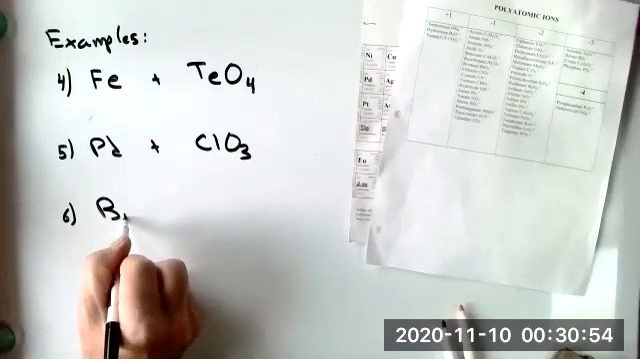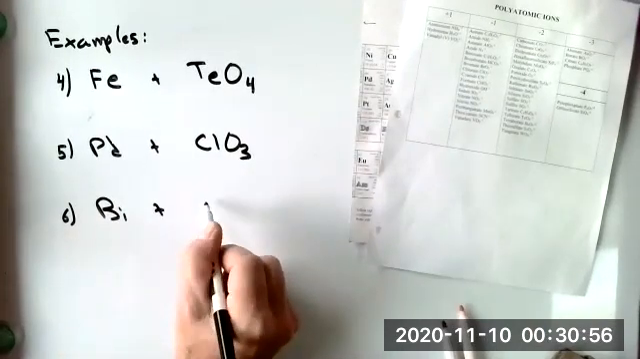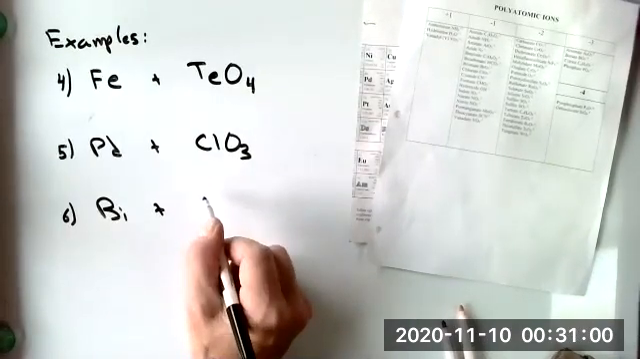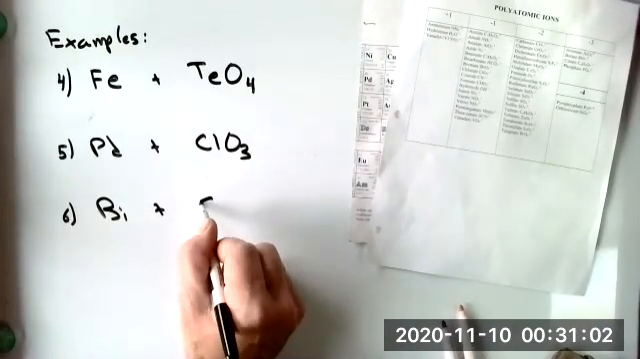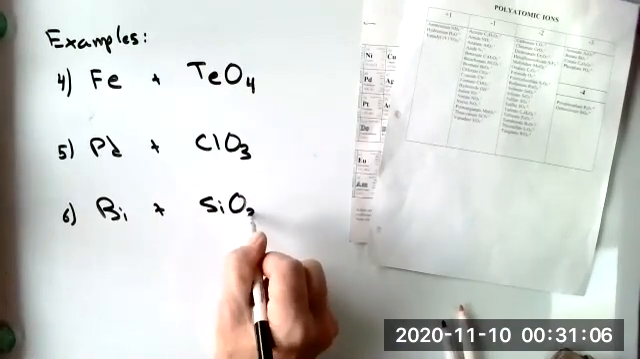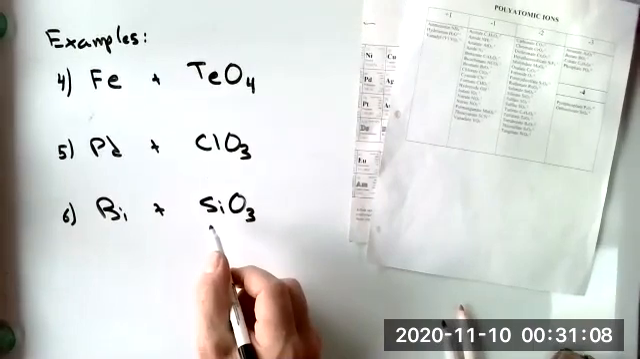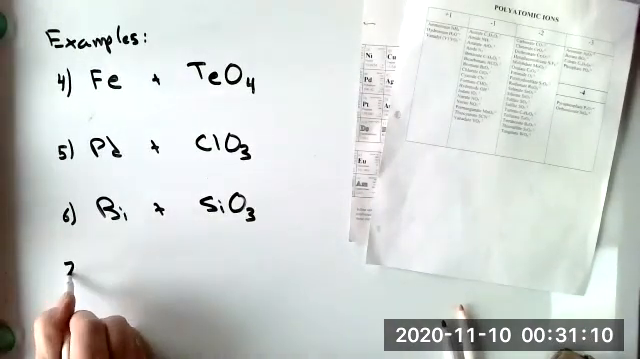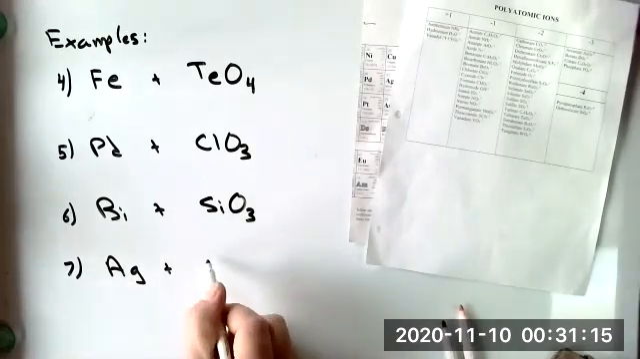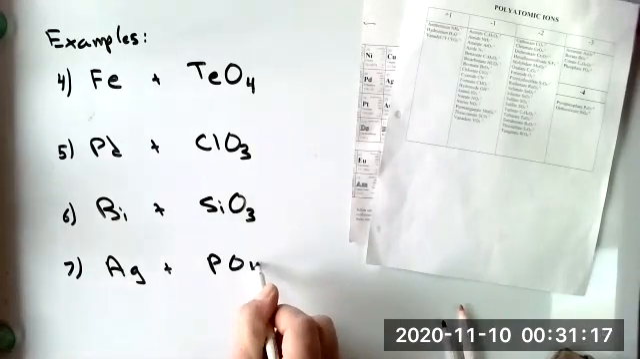6. Some bismuth. I don't want to use him again. Oh, yeah. Let's use SiO3. Let's use some silicate. And 7. How about some silver phosphate?